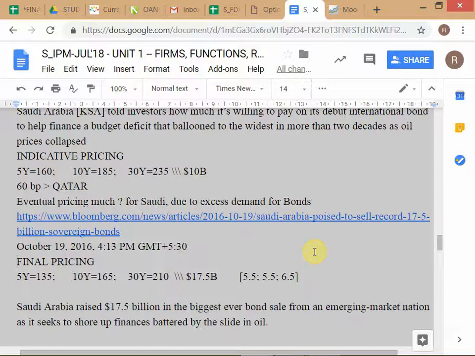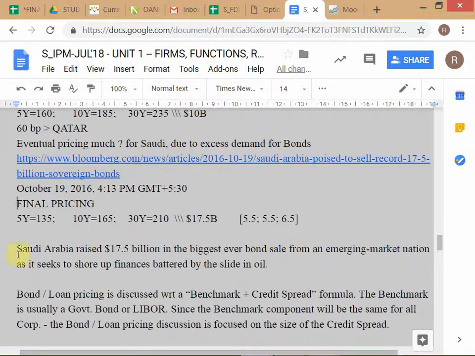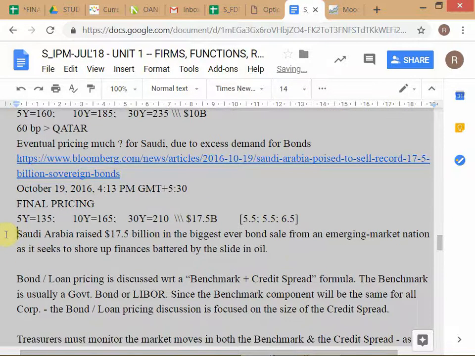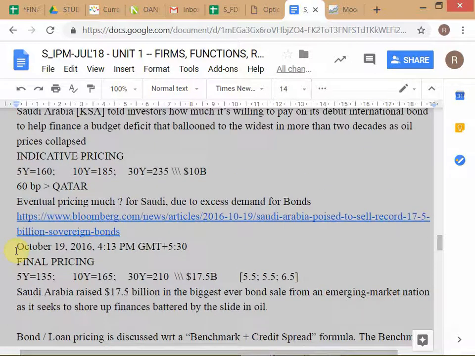So the final pricing, as you can see, is this. And then you see something else here, what happens to the total issue size. They start out by discussing 10 billion. It is increased to 17.5 billion.